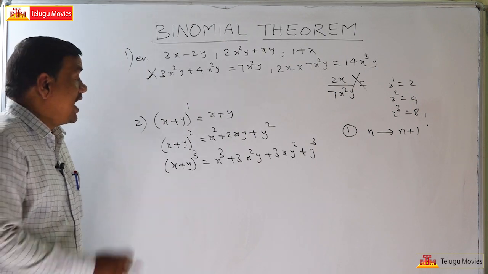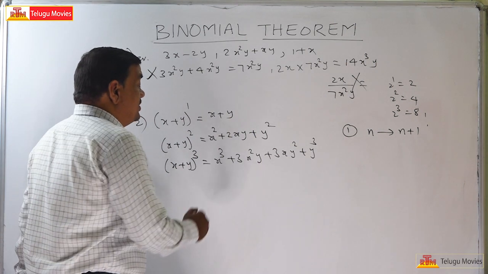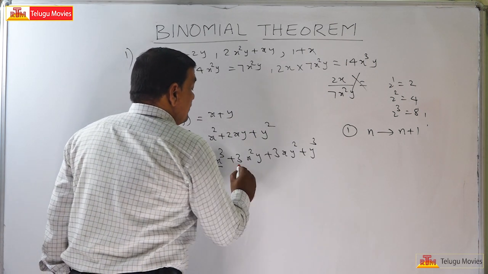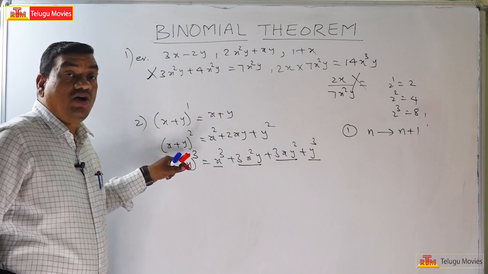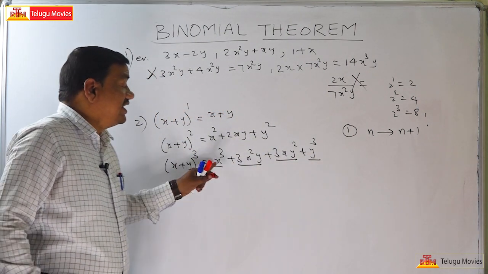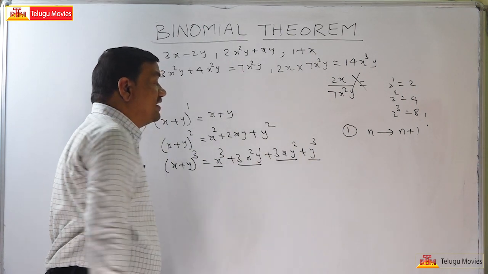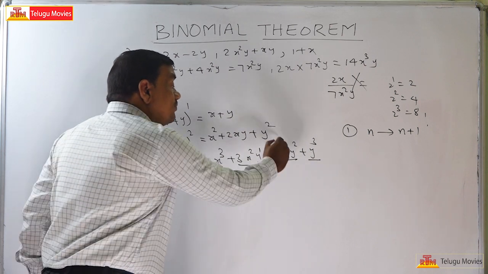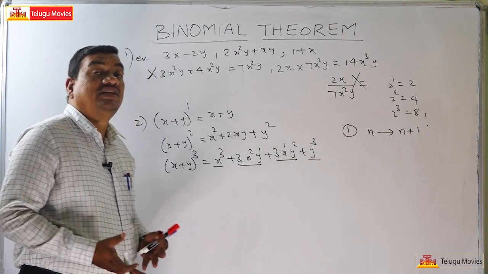Second one, observe the degree of each term. See here, first term, second term, third term, fourth term. What is the degree of the binomial? 3. What is the degree of the first term? 3. The second term? 2 plus 1, 3. The third term? 1 plus 2, 3. The fourth term? 3. Everywhere 3.